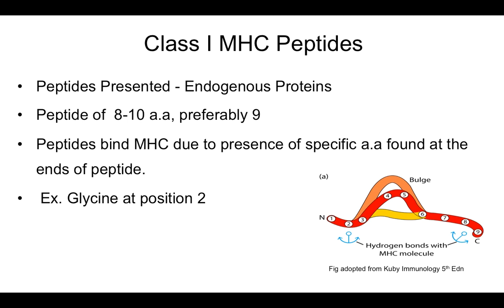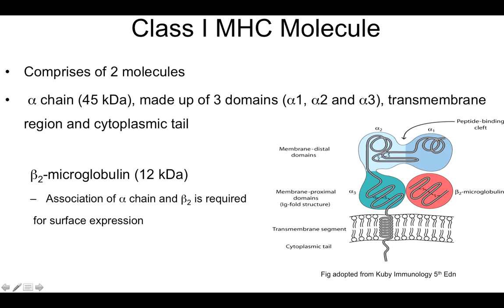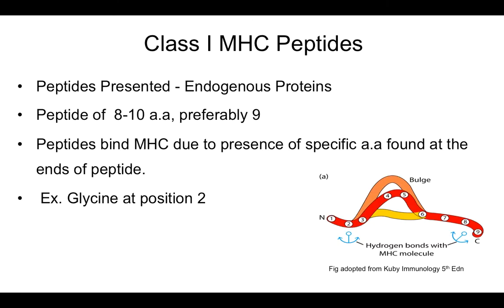We've seen that in the class 1 MHC molecule, the peptide binding cleft is made up of the alpha 1 and the alpha 2 domains. This peptide binding cleft of the alpha 1 and the alpha 2 domain can bind to small proteins which have around 8 to 10 amino acids, but the most favorable peptide that can be bound in the peptide binding site of the antigen is the peptide that is made up of preferably 9 amino acids.